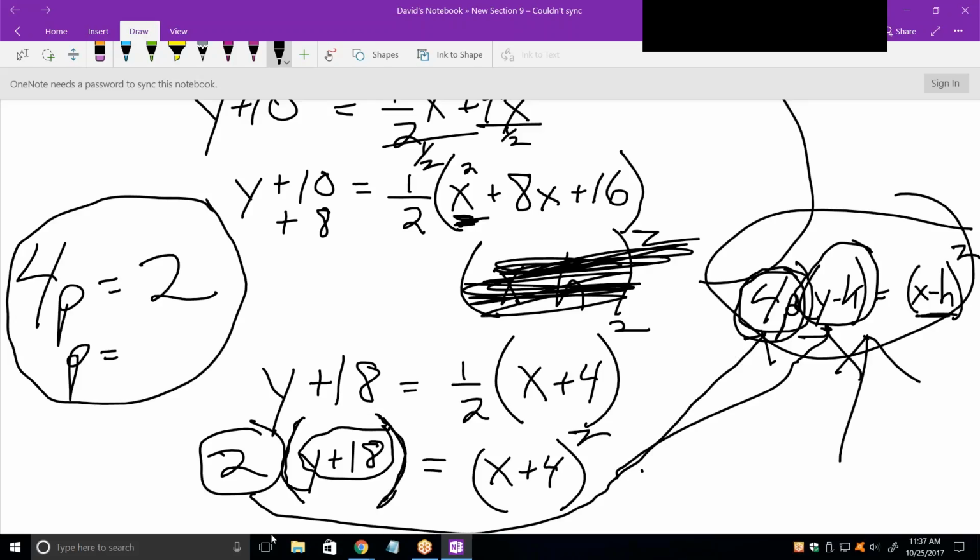So you said we don't distribute, right? Correct. We're on this step right here. We know 4P equals 2. What's P equal to? Just y plus 18 then? I want you to solve the equation that I've circled. 4P equals 2. Keep going. Solve that for P. You haven't solved for P yet.